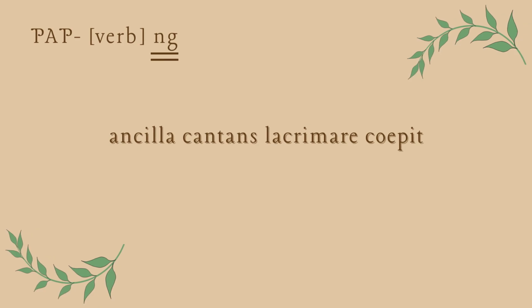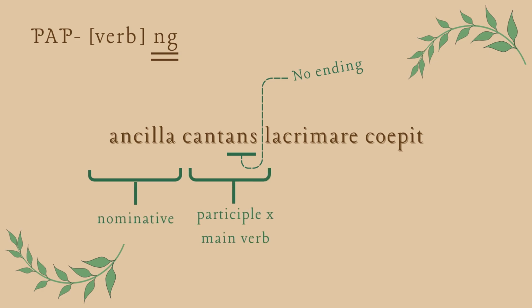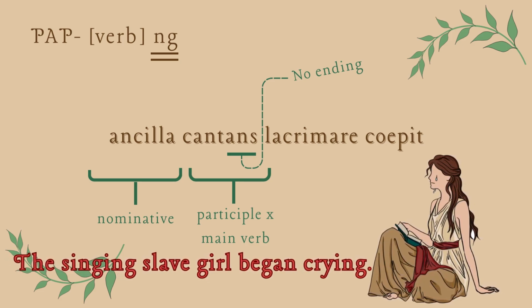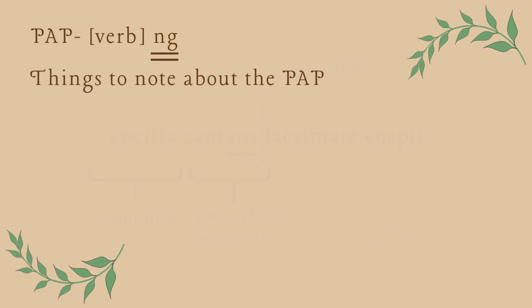Now, let's translate a sentence as an exercise. "Ancilla cantans lacrimare coepit." As cantans has an -ns in it, and no ending following, we can tell that it is the participle, which describes a nominative, and therefore not the main verb of the sentence. So, the translation is, the singing slave girl began crying.